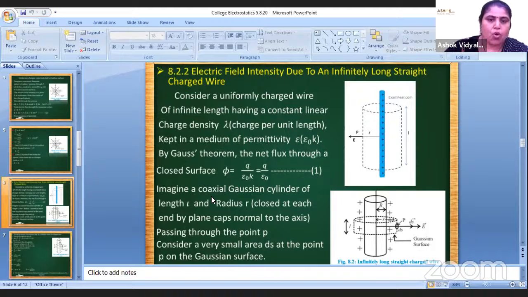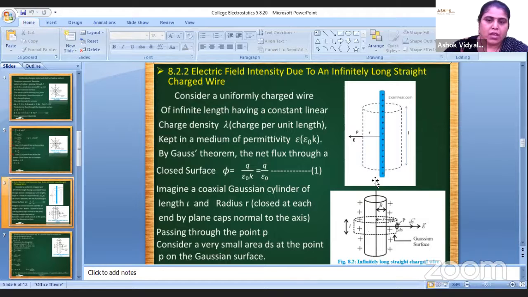Therefore, imagine a coaxial Gaussian cylinder of length L and radius r closed at each end by plane caps normal to the axis passing through the point P. Consider a very small area ds at the point P on the Gaussian surface. Here we have a long charged conducting wire, and because of this charge we are going to find out the electric field intensity at the point P.